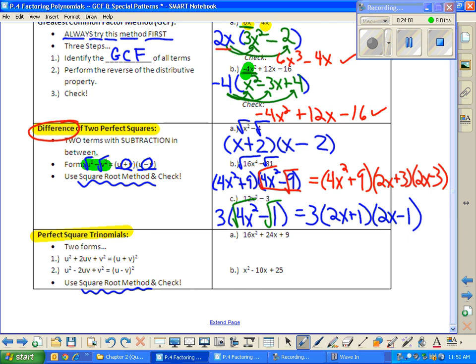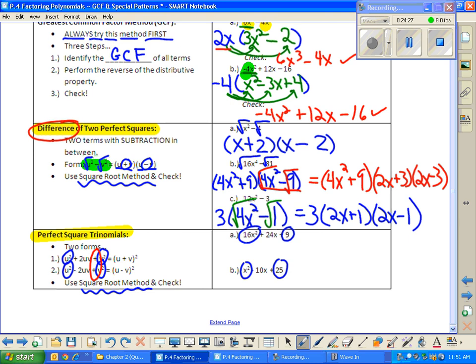Last type is the perfect square trinomial. So again, what I'm going to see are your first and last terms. Those are going to be perfect squares. That's the form that it comes in. Furthermore, your last symbol in the problem is always a plus. Ultimately, your test is going to be to FOIL these to make sure that you get the original problem back out.